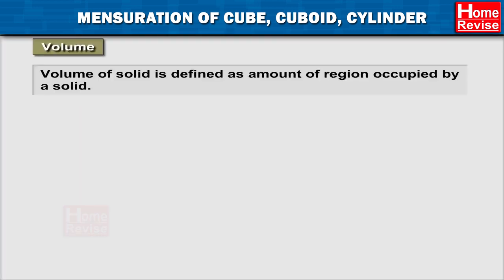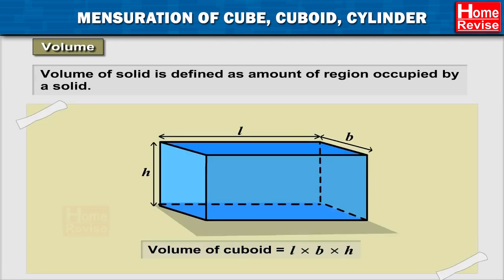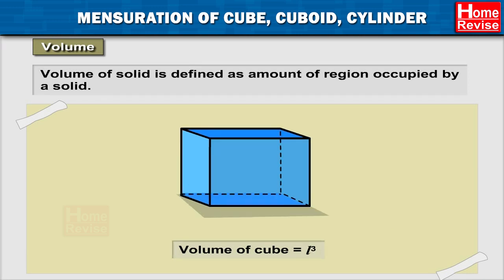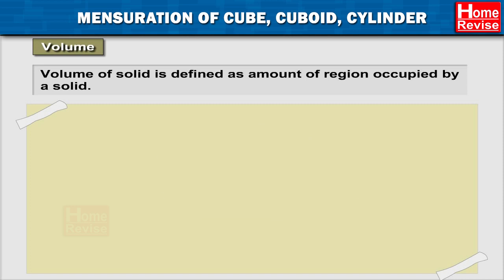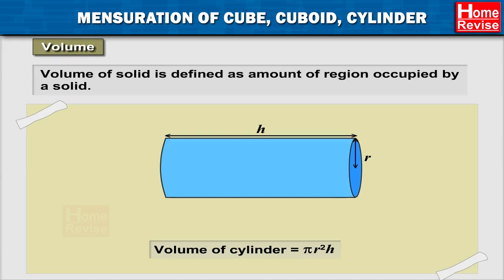Volume of a solid is defined as the amount of region occupied by a solid. Now, volume of a cuboid is equal to length × breadth × height, which is equal to L × B × H. Volume of a cube is equal to length cube, which is equal to L cube, and volume of a cylinder is equal to πr square h.